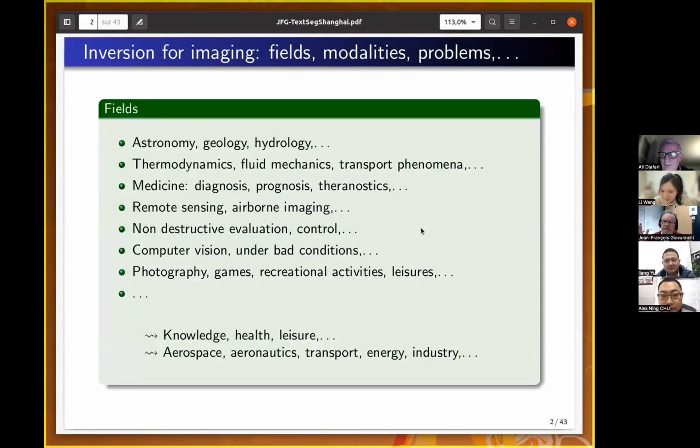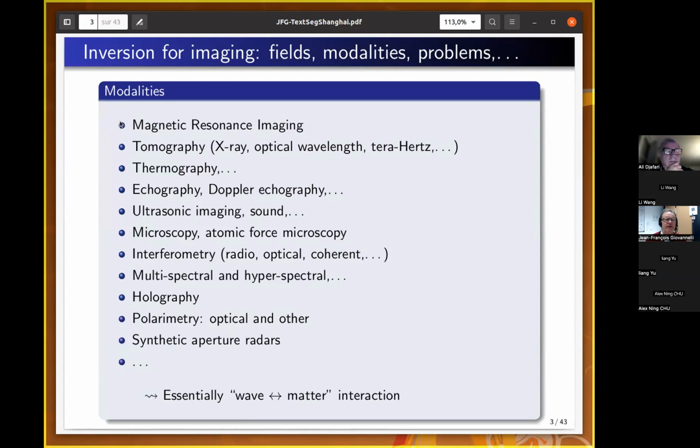First, I directly mention a few applications of this work. We have a lot of applications of imaging in astronomy, or more generally in physics, also of course in medicine, computer vision, and a lot of activities regarding knowledge, health, industry. Also a lot of modalities, for example, magnetic resonance imaging, echography, radars, a lot of acquisition modalities, often in relation with interaction between a wave and matter, maybe electromagnetic waves or ultrasonic waves and so on.